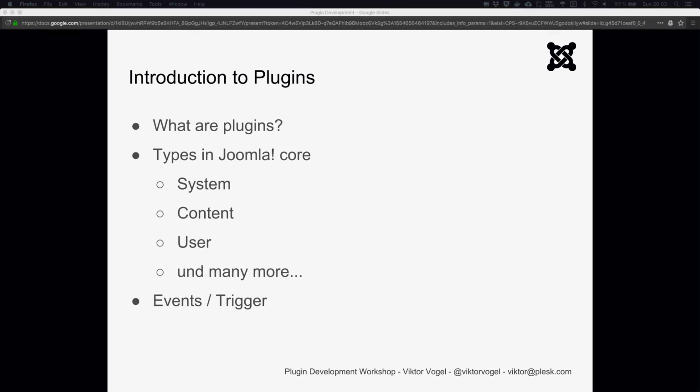I don't know if you have the use case, but if you have a content construction kit, you could also use the core plugins of the content group. So it's really flexible. And as I said, there are events and they're triggered. So they are using a trigger system, or event triggering.